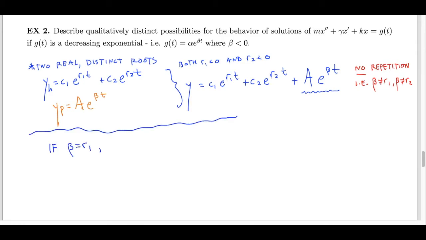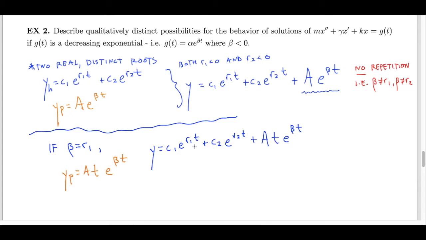Without loss of generality, I'll just assume that beta equals R1. And as you recall from our discussion of undetermined coefficients, that repetition would force me to modify my choice of y sub p. Specifically, I would have to multiply it by a t. So now my general solution would have this structure where this exponential term now has a t multiplied by it.